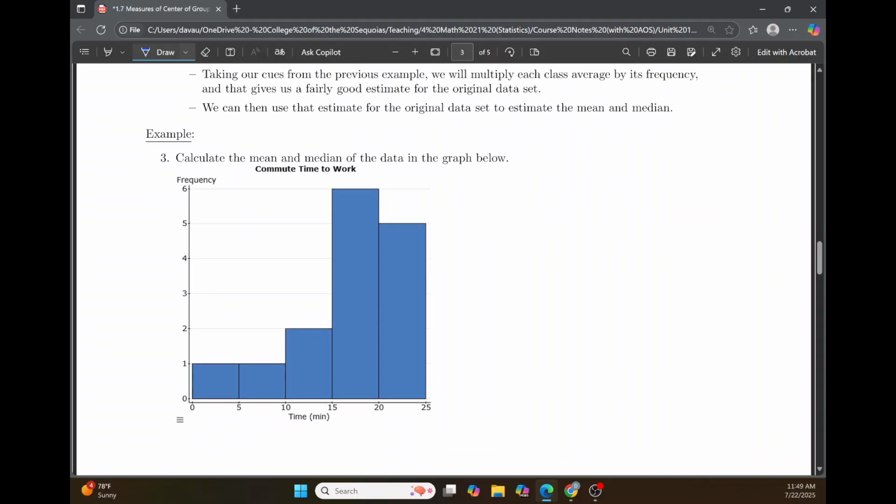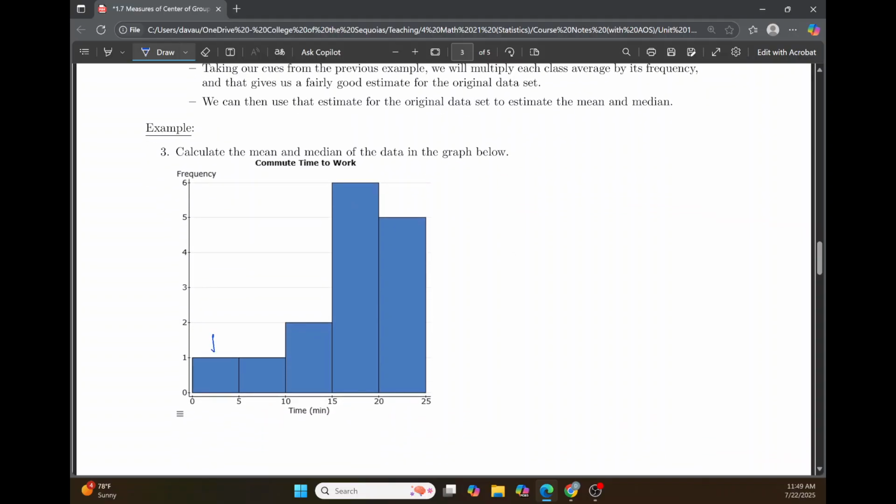So again, the person here had a commute time between 0 and 5 minutes. We don't know exactly what their commute time was, but probably the best guess is the number that's right in the middle, the average. The number that's right in the middle between 0 and 5 is 2.5. That would be our best guess of the commute time of that person. And in a similar way, probably the best guess of this person here who had a commute time between 5 and 10 minutes would be the number that's right in between 5 and 10, which is 7.5.